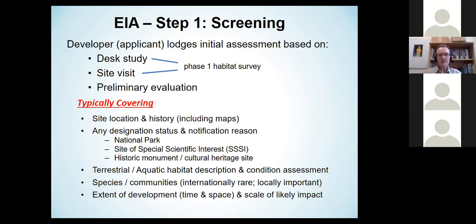The screening step therefore typically covers the site location and its history. So we'll produce a bunch of maps. We'll pull out that information, such as whether it's a national park or historic monument site or cultural heritage site, and do an overview of the likely impacts on the terrestrial and aquatic habitats. So it will do a description of those habitats and outline how sensitive they are to any kind of development in the area, flagging up any kind of rare species or rare communities that might be present. It will overlay the extent of the development so that the scale of the impact can be seen. And then a decision can be made as to whether it falls into those categories that does need an environmental impact assessment.